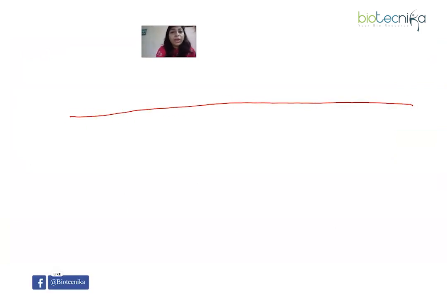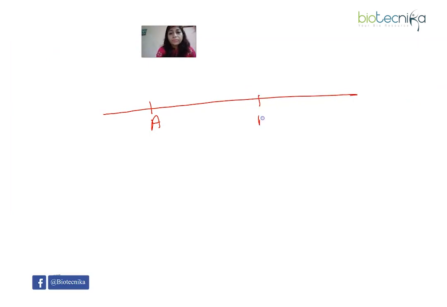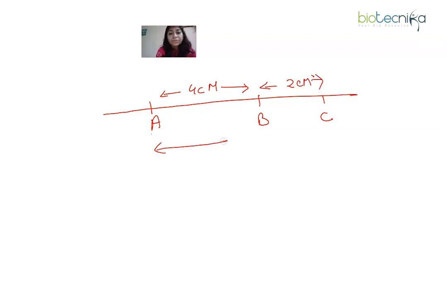Okay, so suppose this is a DNA molecule and we are talking about 3 genes placed on it. Okay, A, and B and C. Okay. So additive nature, what it says is that if we find out that the distance between AB is 4 centimorgan and distance between BC is 2 centimorgan, then we should also find out that the distance between A and C will be 4 plus 2, that is equal to 6 centimorgan. Okay, that is what is the additive nature.